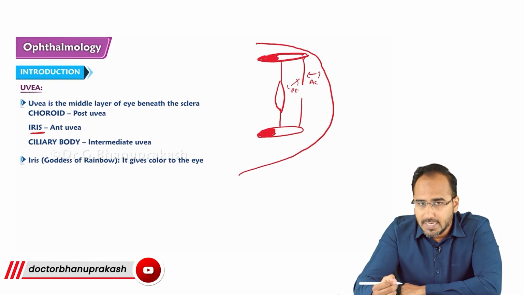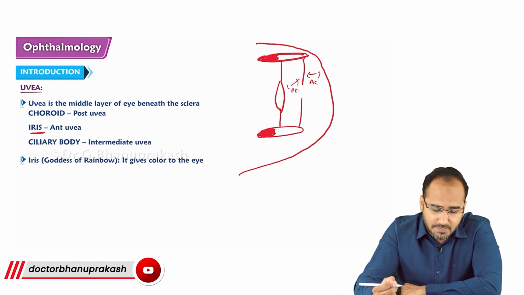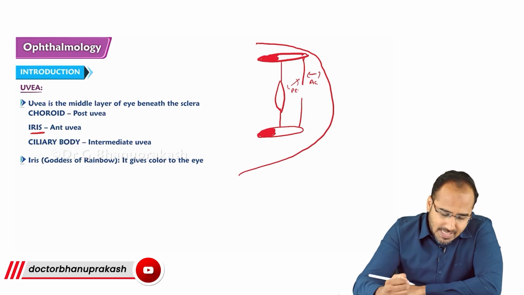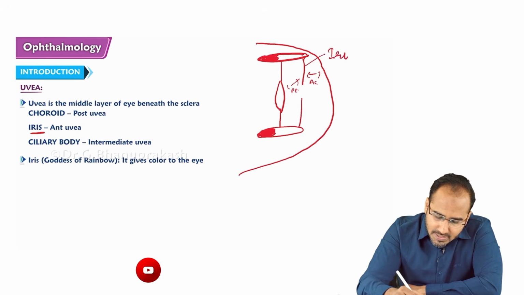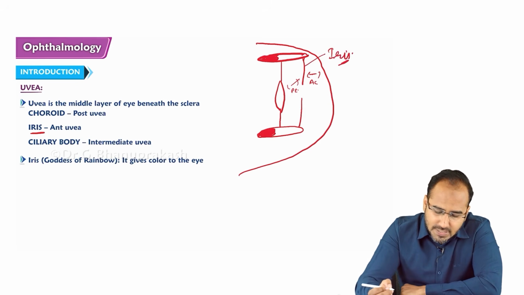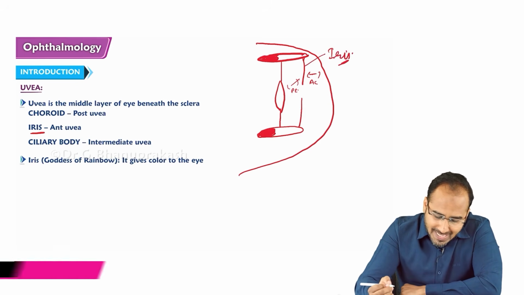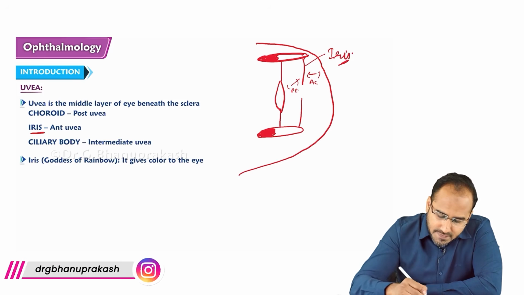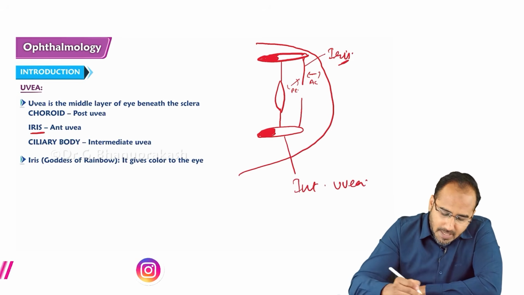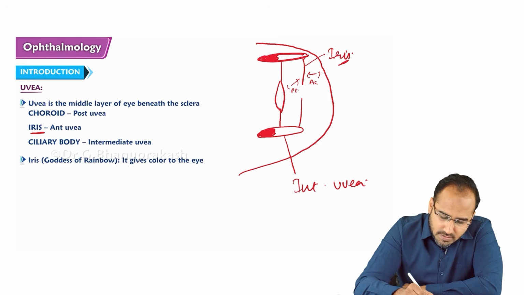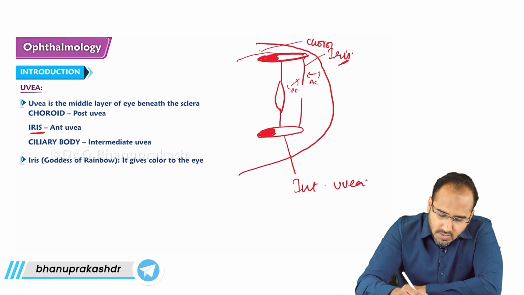Uvea is divided into anterior uvea, intermediate and posterior uvea. Anterior uvea is what? Iris is called anterior uvea. Whereas intermediate uvea consists of ciliary body. Intermediate uvea consists of what, guys? Ciliary body. And posterior uvea means what? Posterior uvea is the second layer of the eye, which is called choroid.